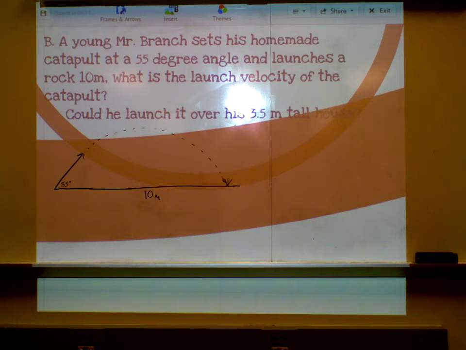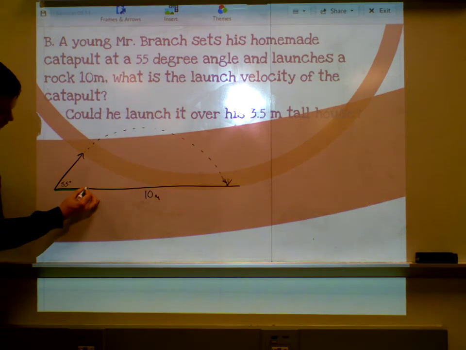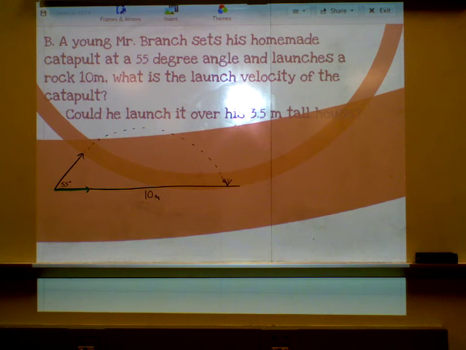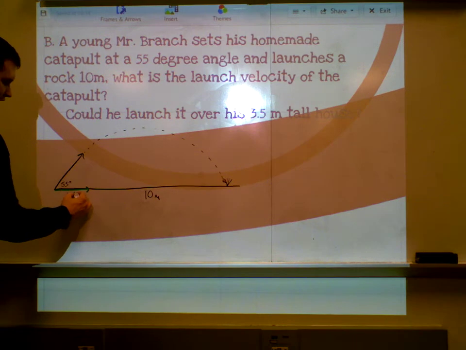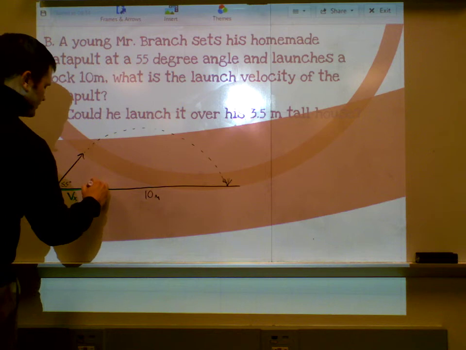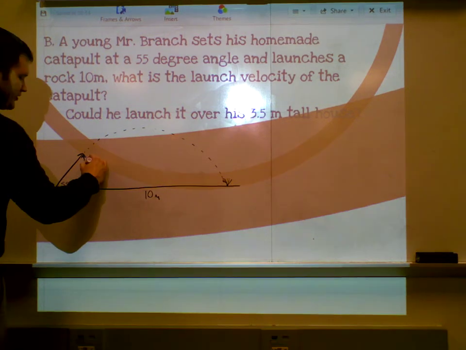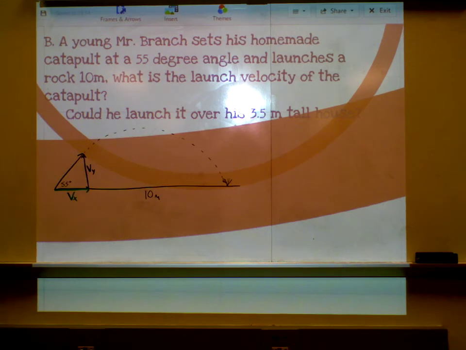All right, so example 6. Here we go. What does this green vector represent? Horizontal velocity, initial or final? Initial and also final. It's the same thing, right? That's the x component. What does this blue vector represent? What is it? The y component. Right?